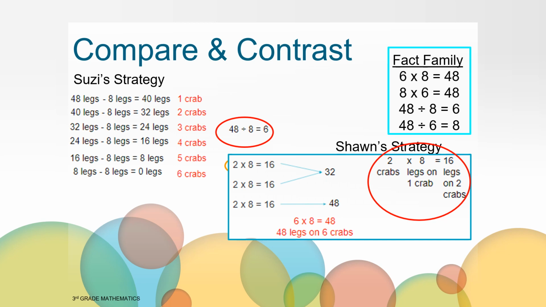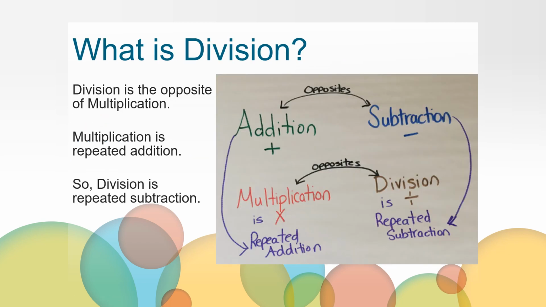Let's review the relationships between multiplication and division. What is division? Well, we know that division is the opposite of multiplication. And since we know that multiplication is repeated addition, and that multiplication and division are opposites of each other, could we say that division is repeated subtraction? Well, in Suzi's strategy, she used repeated subtraction to solve a division problem. Will this always work? It surely will.